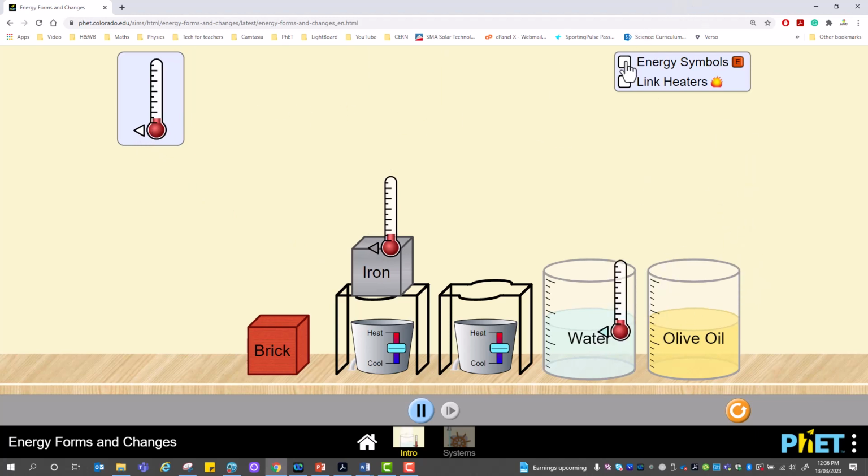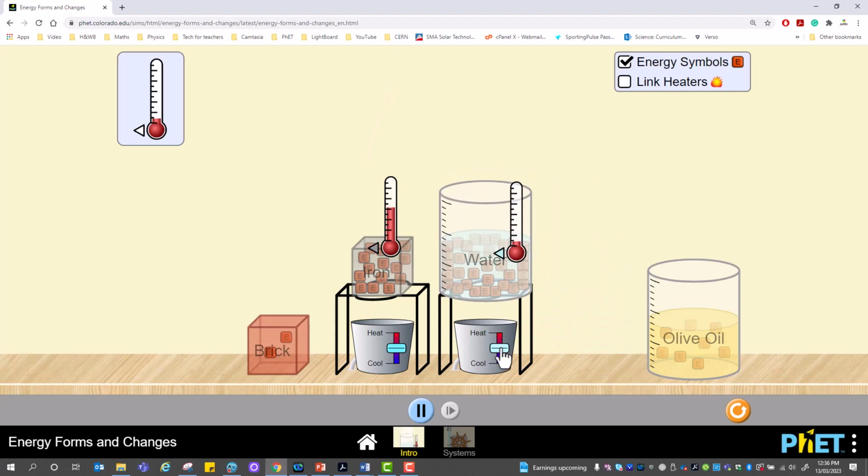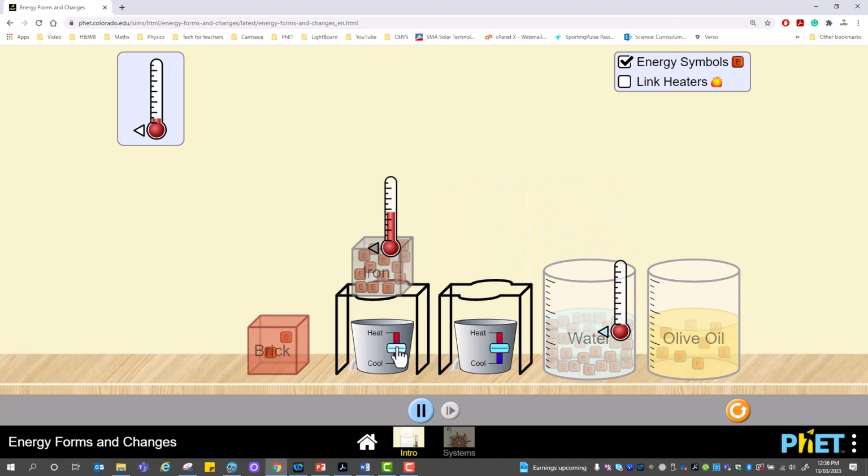We can also have a look at the energy symbols. So we can see here in this situation, when we apply heat, heat's being added from our source into the metal, and the temperature goes up. Likewise, we can place this water on an ice source, and heat is being transferred from the water into the ice block to cool it. You notice also there's heat escaping from the iron block.